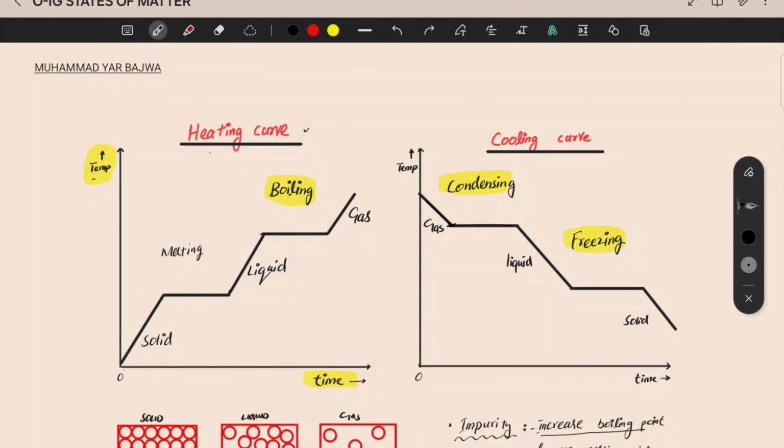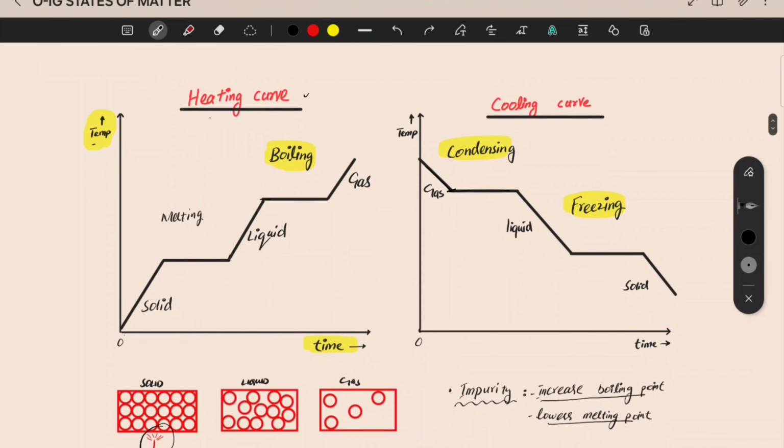In our last video, we discussed properties of different states of matter and how those different states can convert into each other. In this video, we will discuss a few other points of that same topic, states of matter, like heating and cooling curves, how pressure and temperature affect the volume of a gas, and also we'll discuss diffusion.